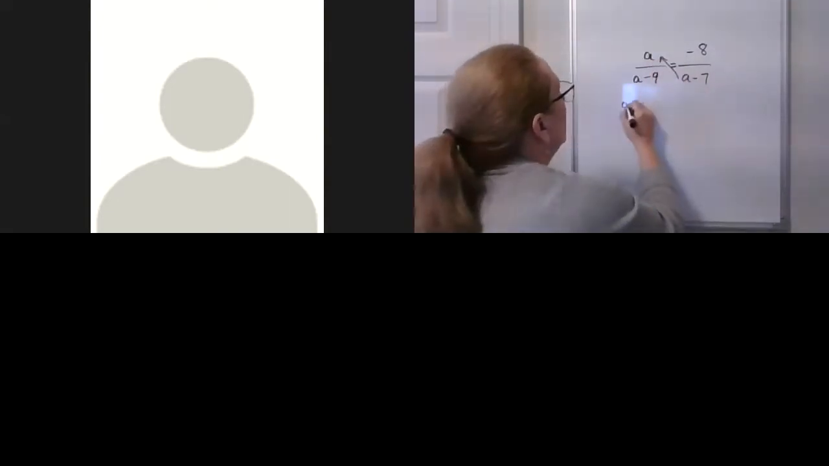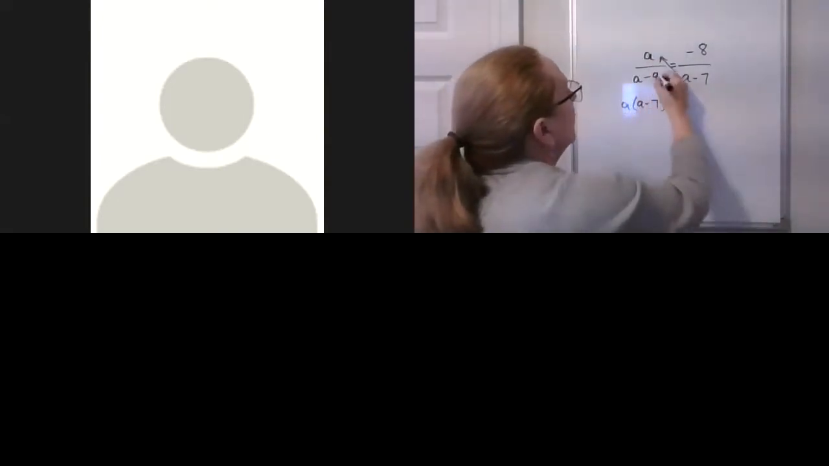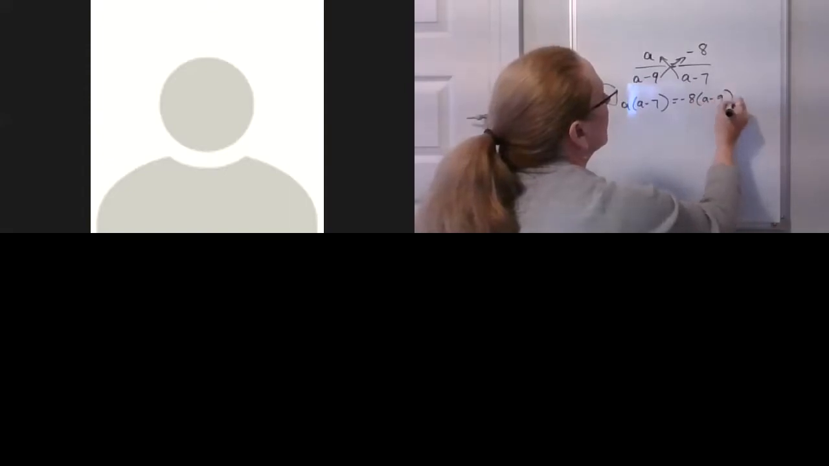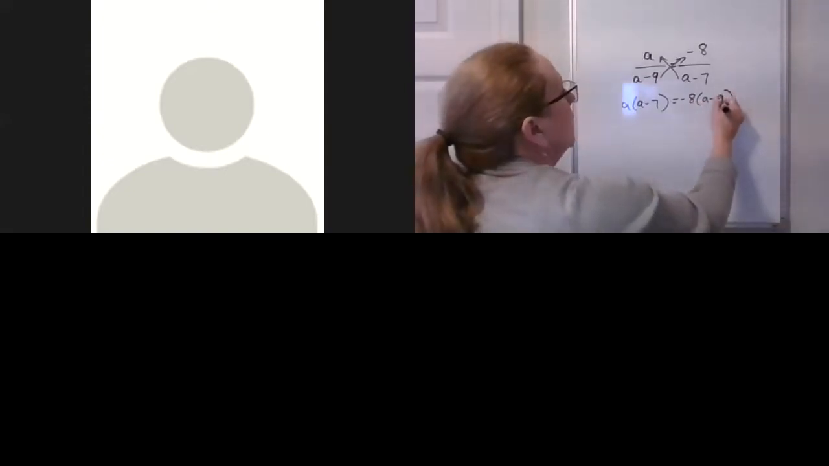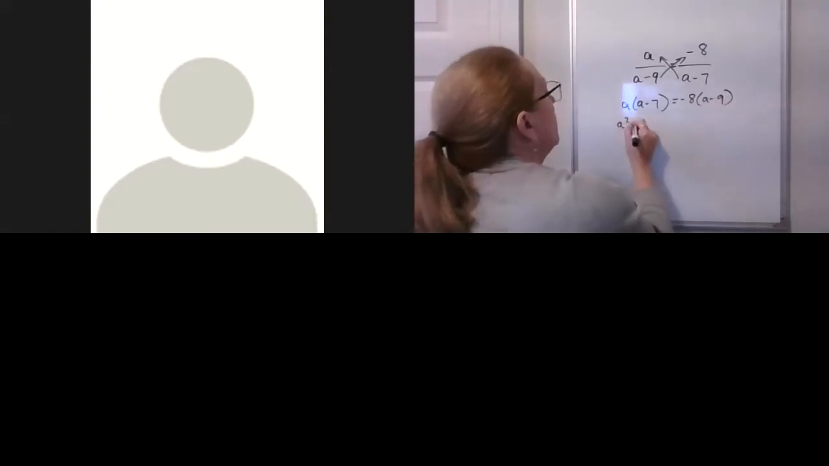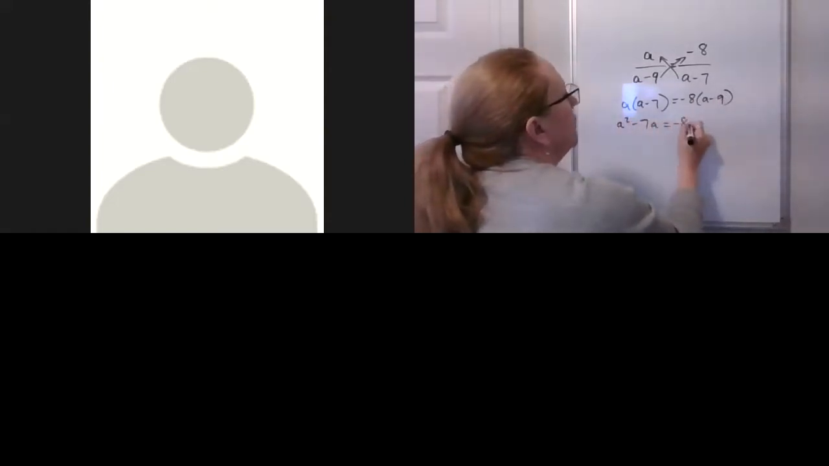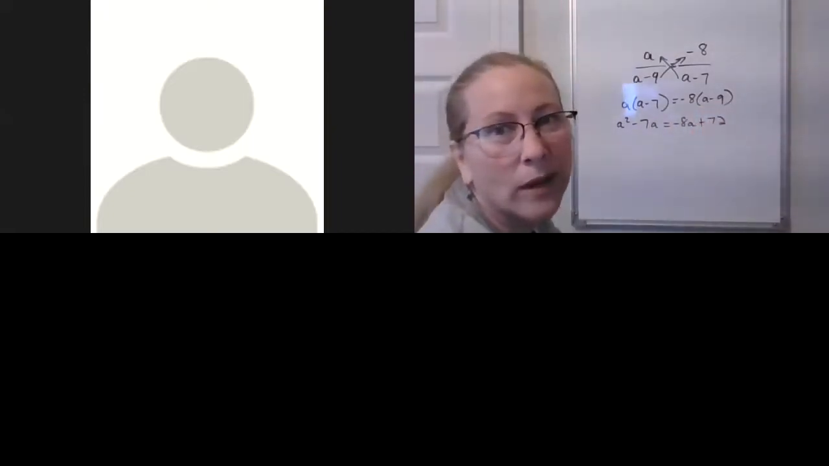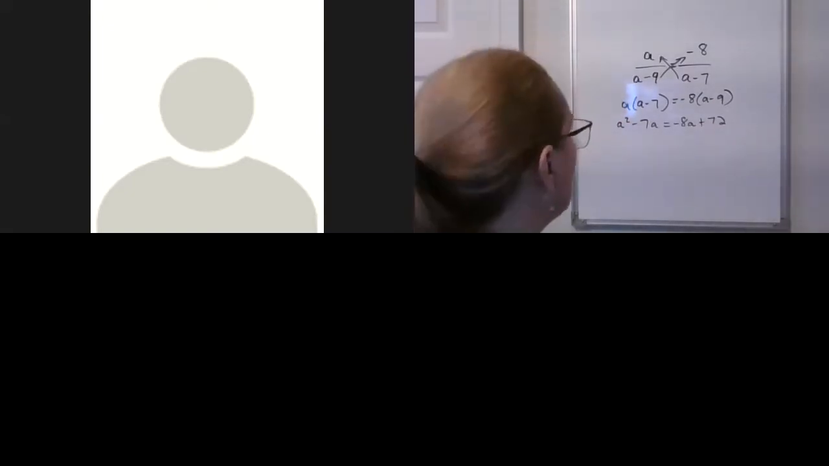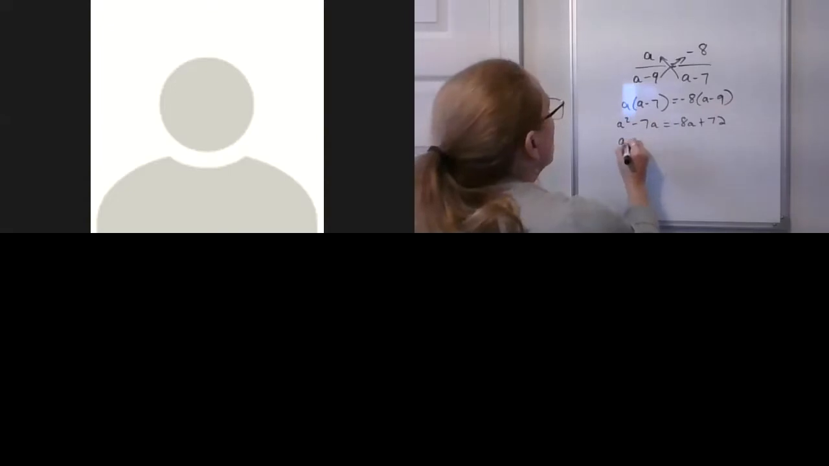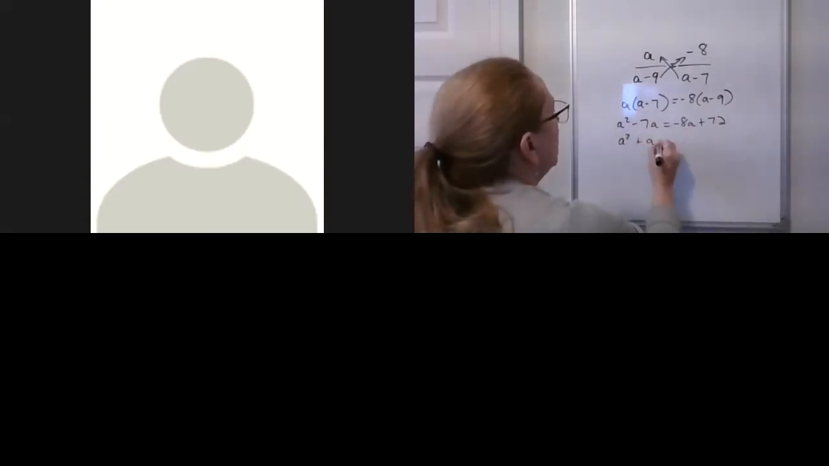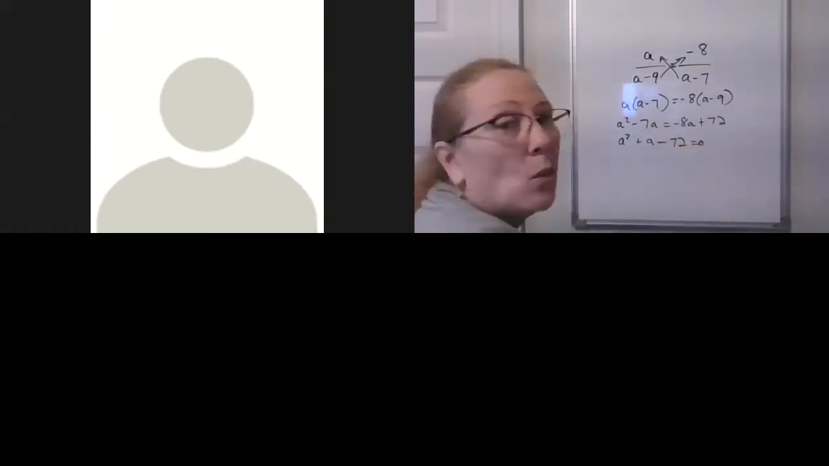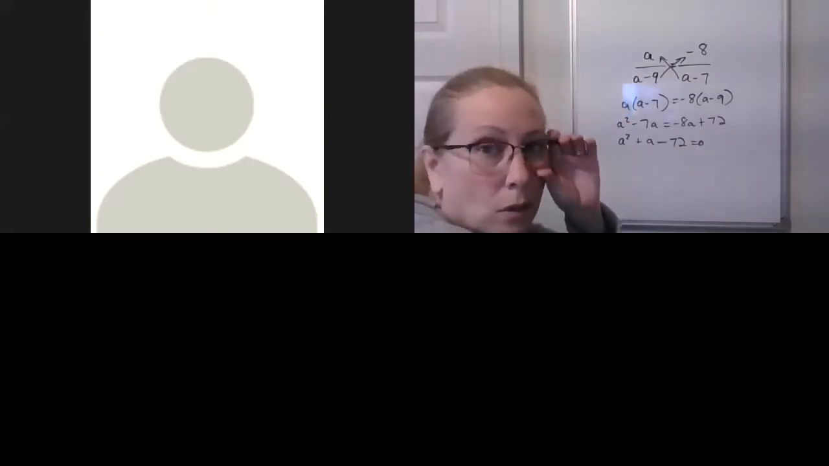So a times a minus 7. Here, a minus 9 times negative 8. Making sure that that's 9. Make sure that we distribute a squared minus 7a equals negative a times plus 72. You're like, that a squared's not going away, so we're going to have to factor, right? So we make sure everything goes to one side. A squared, add to 8 gives us a positive a, minus 72 equals 0. So watch your signs on this part, because sign errors are the biggest errors that I see.